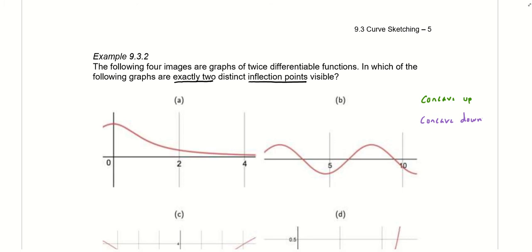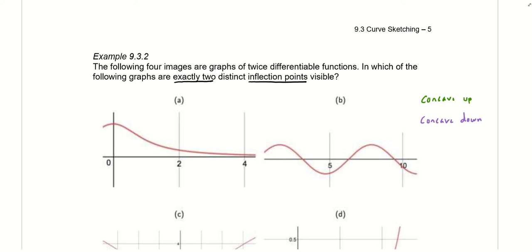Now I'm going to be eyeballing this a little bit, just based on where I think the concavity is changing. So it might not be extra super accurate, but we should be able to assess the number of inflection points just from eyeballing these pictures. So let's start with A. Let's go A, B, C, D, and pick the one that ends up having 2 inflection points.